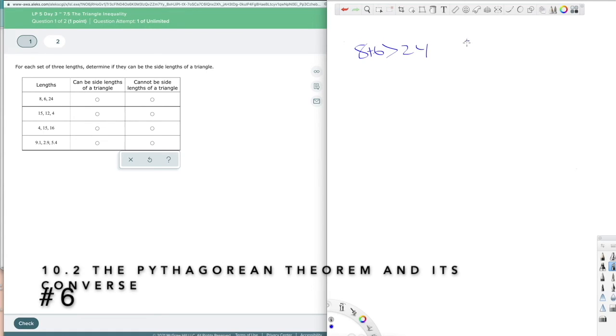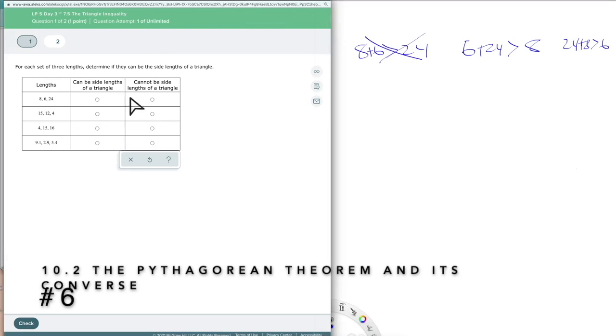6 plus 24 is greater than 8, and 24 plus 8 is greater than 6. So if any one of these is false, then it's not going to be the side lengths of a triangle. So right away I can tell, well, 8 plus 6 is not greater than 24, so this is not the side lengths of a triangle.